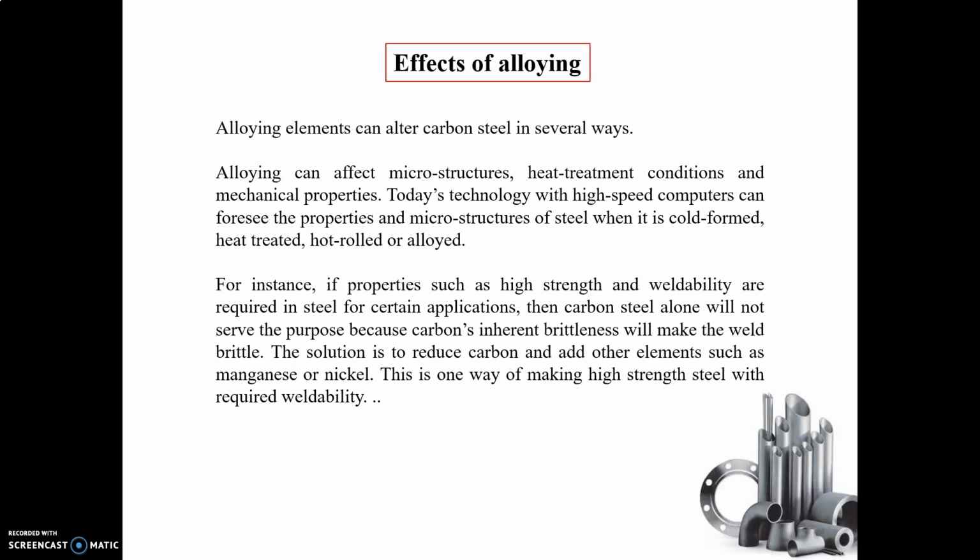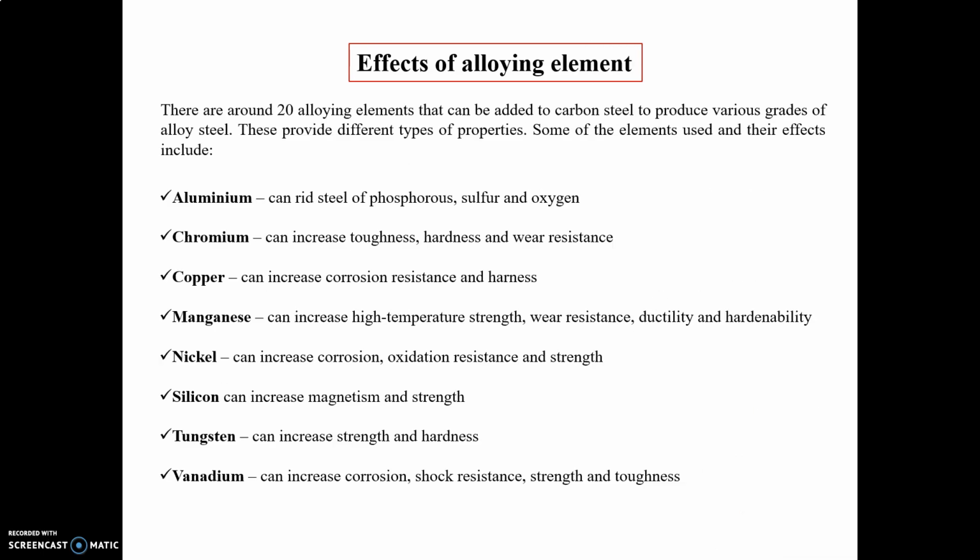So basically, depending upon the requirements, we vary the ratios of carbon and different alloying elements to achieve the desired properties. What is the effect of alloying elements? During the process of alloying, we are mixing different elements to achieve the desired properties. Here we highlighted some specific elements and their responsibilities in alloying. Let us have a look at that.